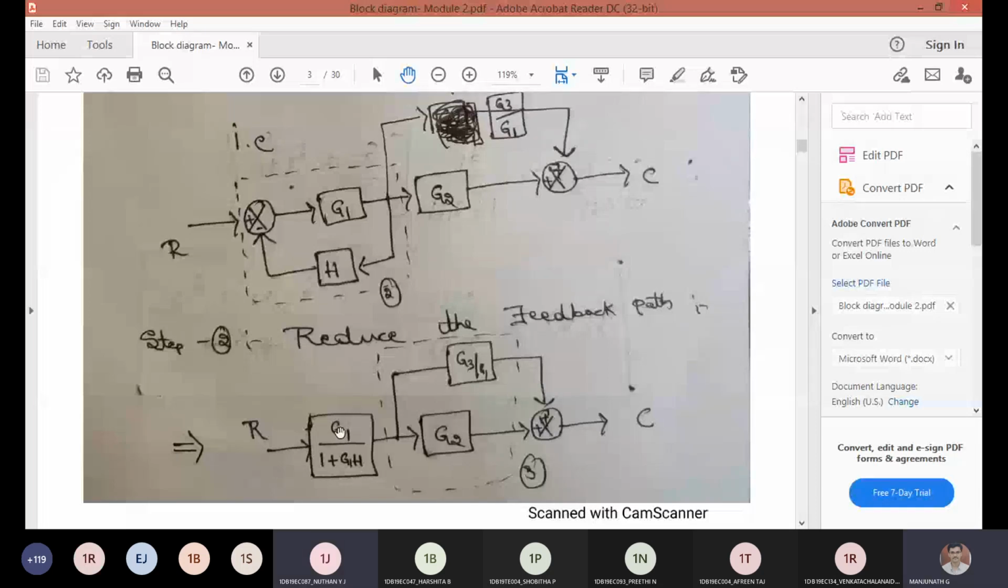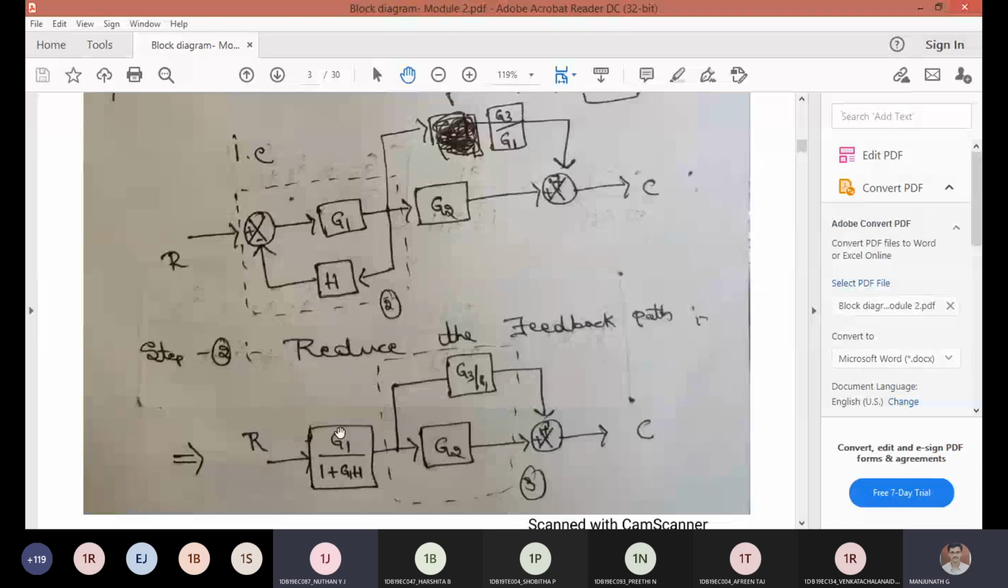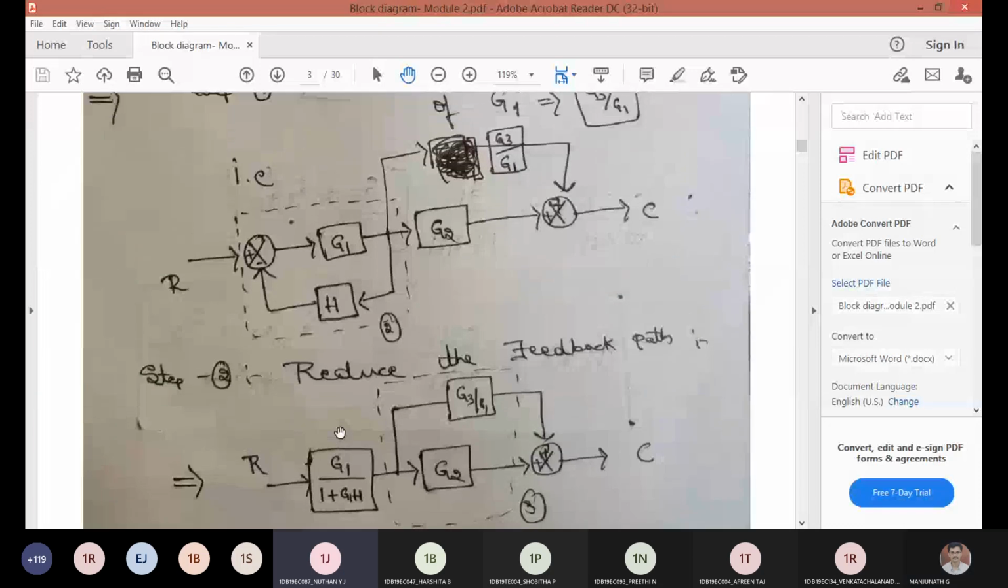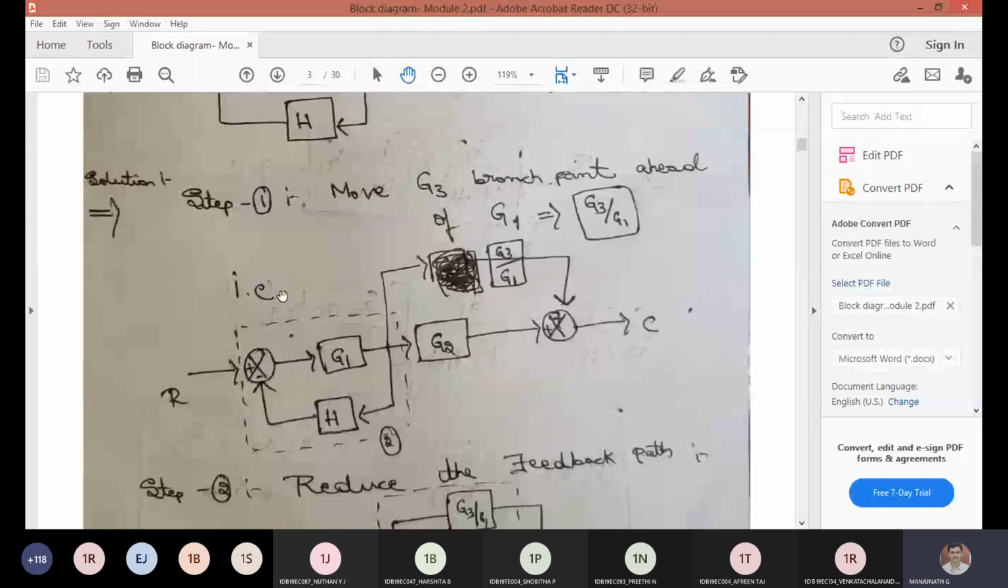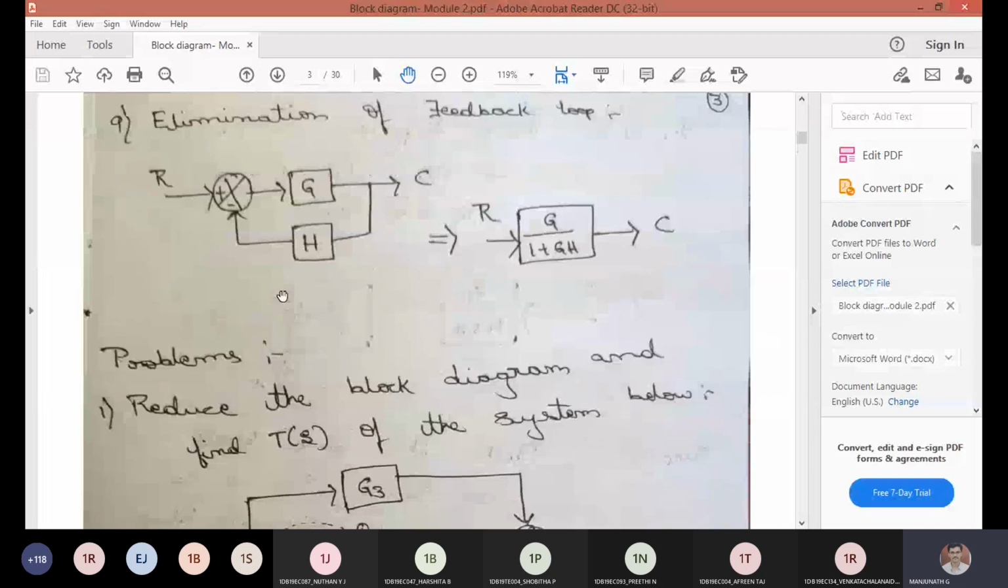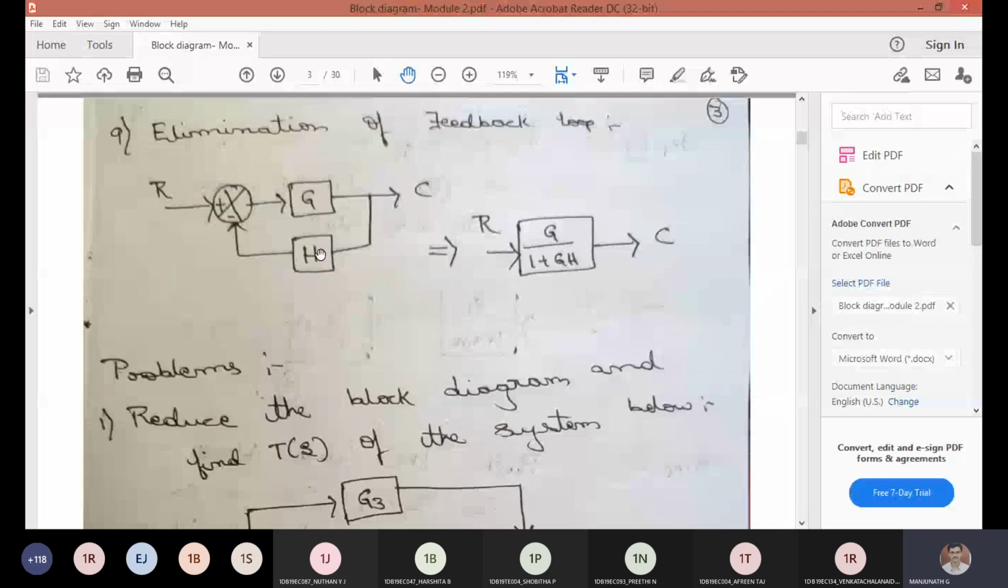Sir, but before the feedback, should we move the summing point? Why do you want to move the summing point here? The combination of this itself is the feedback path. Look at rule number 9. See here. For a feedback path, there should be a block H and a summing point. This combination itself is the single block we're talking about. No need to move any summing point here. The feedback path consists of the summing point. Is it okay?